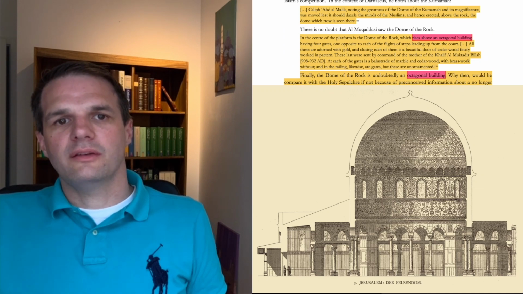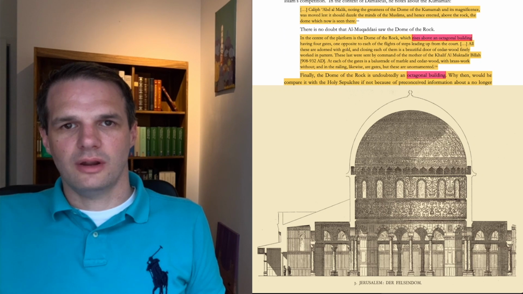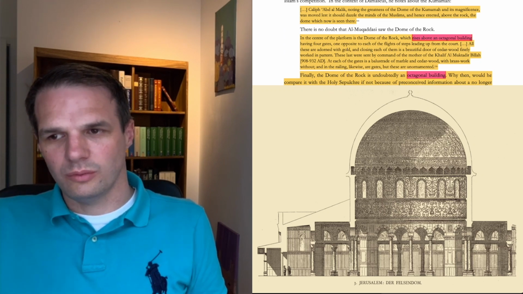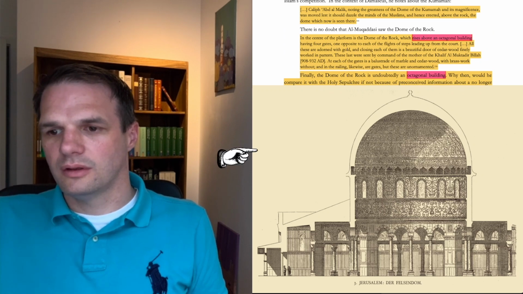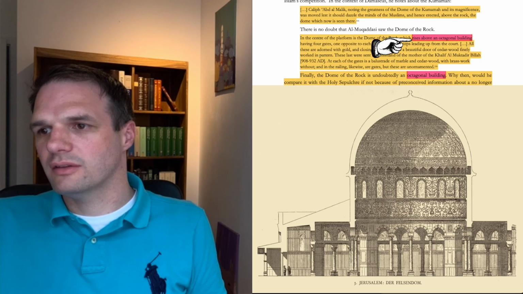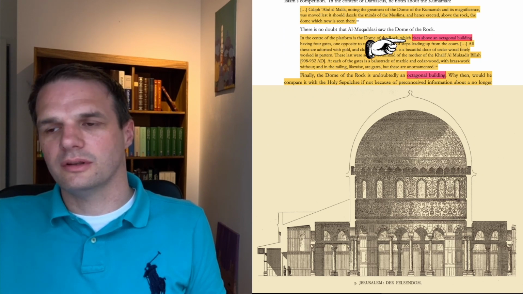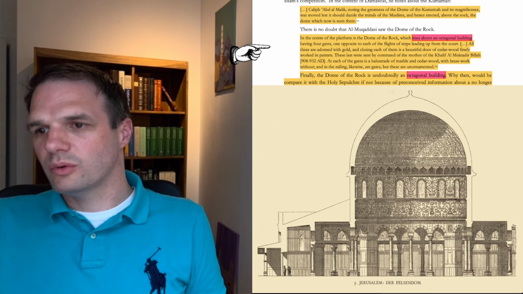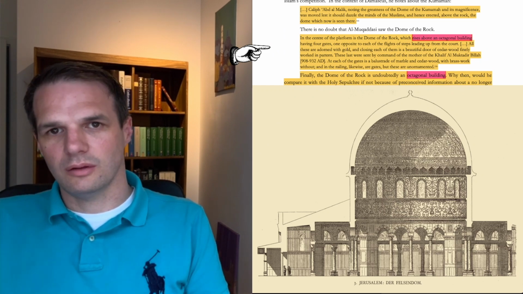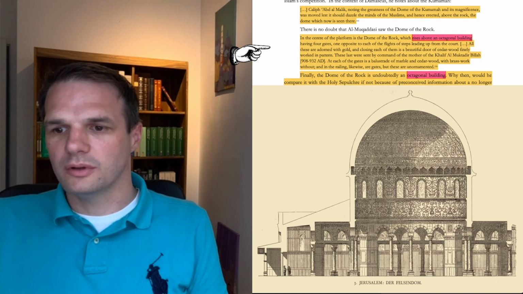"In the center of the platform is the Dome of the Rock, which rises above an octagonal building." So I've highlighted this because the dome, what he calls the dome, does not include the octagonal building. It rises above the octagonal building, right? So the dome is what we nowadays would call the drum, including the cupola on top.